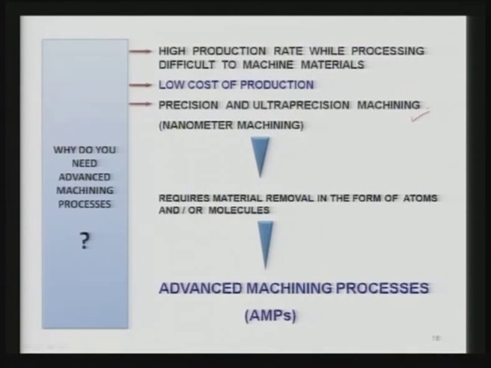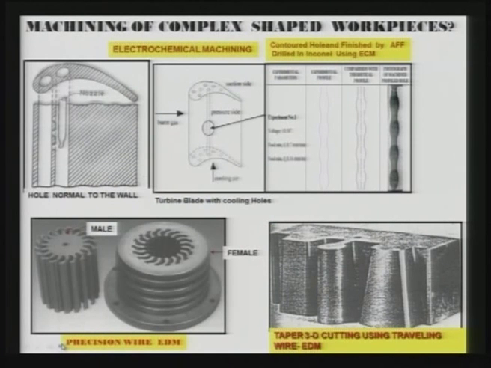And when we talk of nano level surface finish or micro level tolerances, definitely we require the processes or the methods which can remove material in the form of atoms and molecules, then only that kind of tolerances and surface finish can be achieved. And for this purpose, we have no other solution except to use advanced machining processes that are named as AMPs. Here we can see some of the very important examples where we can say that yes, we need some new type of machining processes for solving these problems.